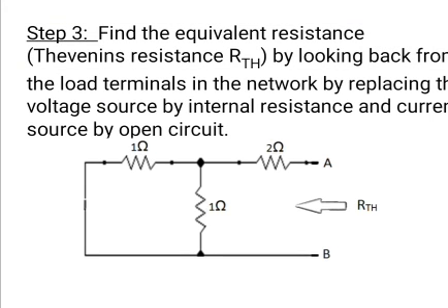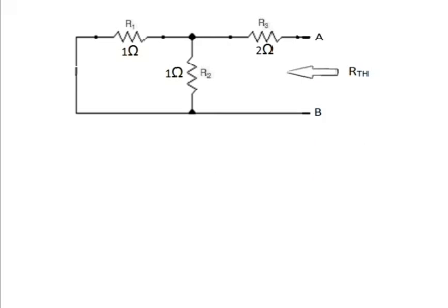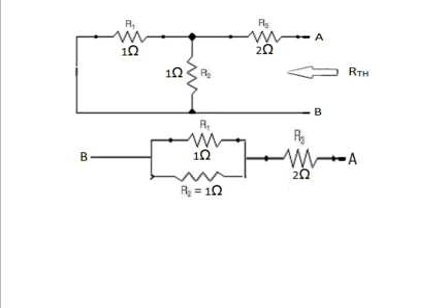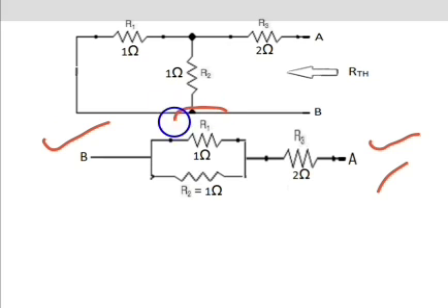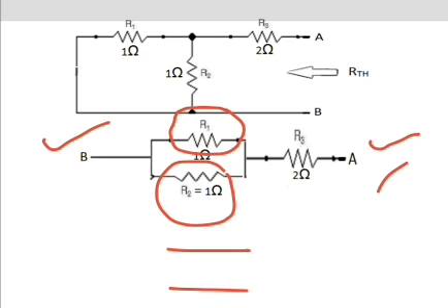Step 3, find the equivalent resistance, that means Thevenin's resistance RTH, by looking back from the load terminals in the network, by replacing the voltage source by its internal resistance and current source by open circuit. This circuit can be redrawn like this. The terminals A and B are stretched. It looks like this. The resistances R1 and R2 are connected in parallel, and these two resistances are connected in series with R3.